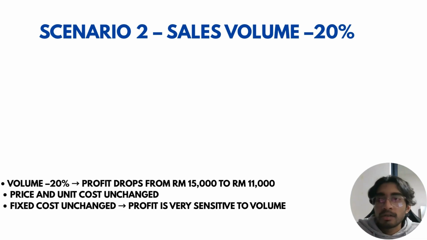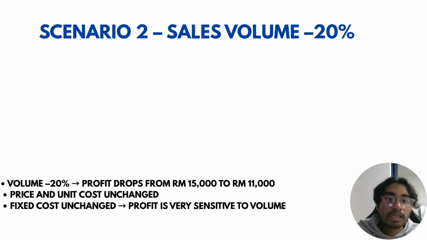So on this slide, we are looking at scenario two, where the Hydrocap sales volume drops by 20%, with the selling price and the unit cost staying the same. In the table, the first row shows our baseline. We sell 1,000 units for 40 ringgits each, and the variable cost per unit is 20 ringgits. So the total variable cost is 20,000 ringgits. That gives us a contribution margin of 20,000 ringgits. After subtracting the fixed cost of 5,000 ringgits, the profit is 15,000 ringgits.